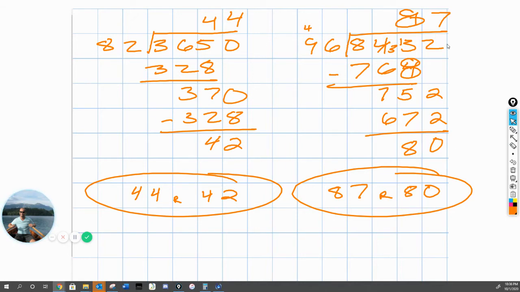Okay, so then I did 8 times 96, and I got 768. And then I ended up with 752, which is just less than this. So I knew if I did 8 times that, it would be too big, so I knew I had to have a 7 here. And then I finished the problem out.